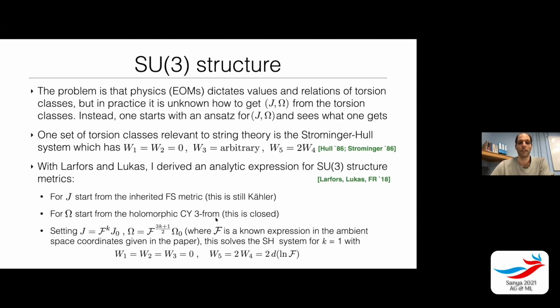So we give an analytic expression for this f. Meaning you now have an analytic expression for J and with this for the metric. So in this case, we have an explicit analytic SU(3) structure metric, and we have something to compare the neural network result to.